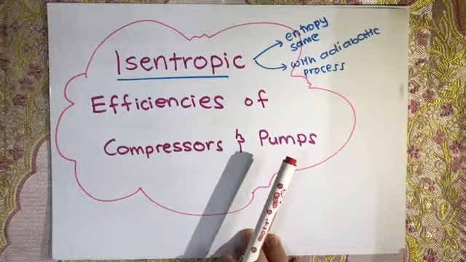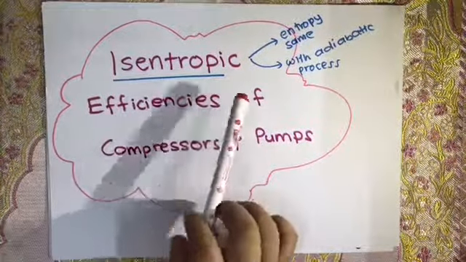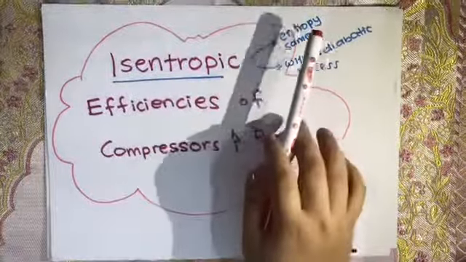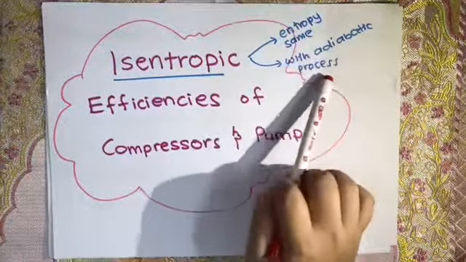Today I'm going to explain to all of you about the isentropic efficiency of compressor and pump. Isentropic means the entropy is the same, with an adiabatic process.